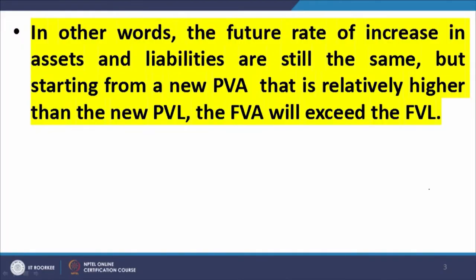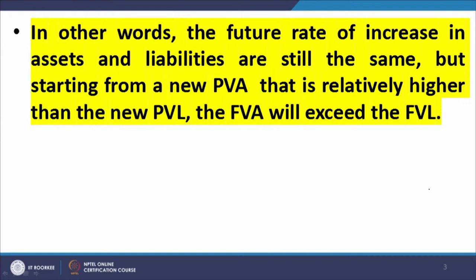In other words, the future rate of increase in assets and liabilities are still the same because the IRRs are the same, but starting from a new present value of assets that is relatively higher than the new present value of liabilities. Therefore, the future value of assets will exceed the future value of liabilities. And why is the present value of assets higher than the present value of liabilities? Because the barbell has a higher convexity and convexity is positive.